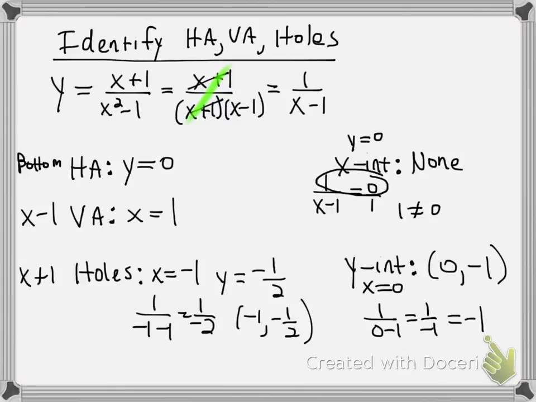All right, so that's how you identify your holes: find those common factors that divide out. Then you can find your verticals and your horizontals. And then after that, you can find your x-intercepts and your y-intercepts.